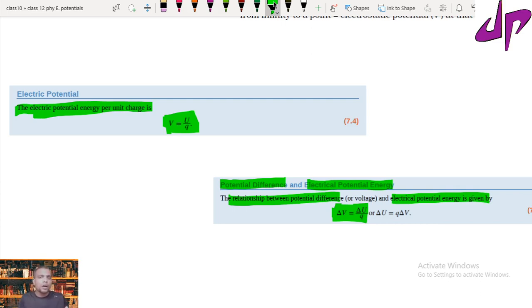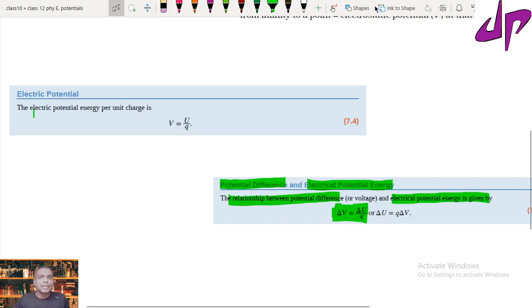So I hope you understood what electric potential is. The electric potential we define as the electrostatic potential energy per unit charge, or you can simply remember it as the work done per unit charge, because the work is stored in the form of potential energy.